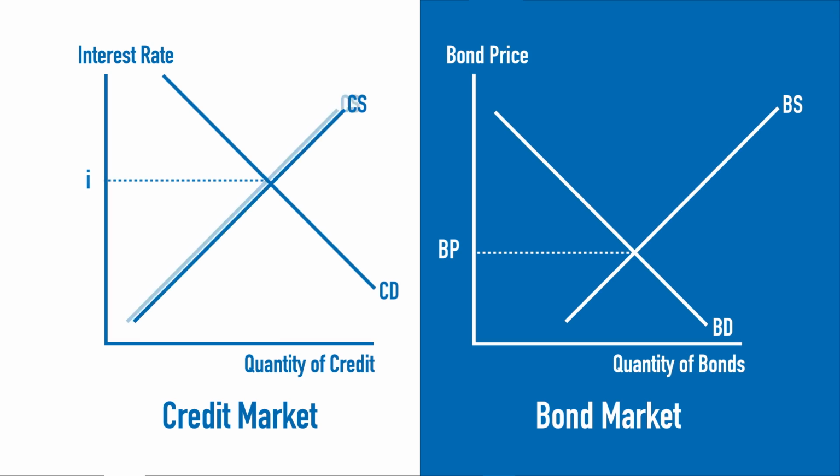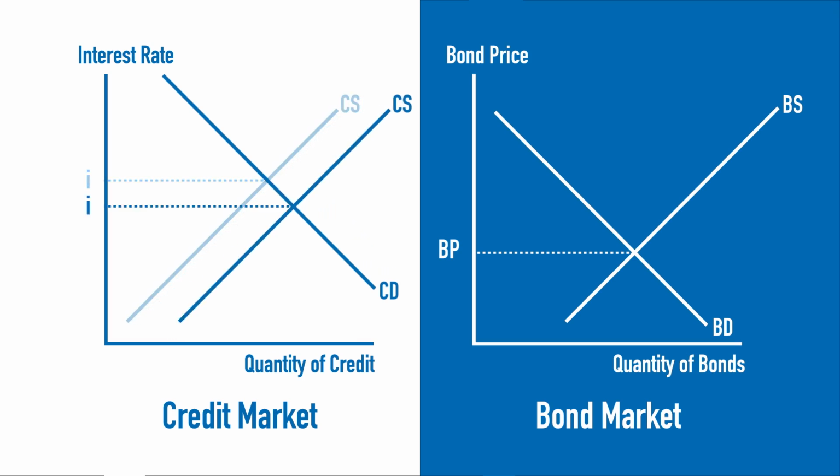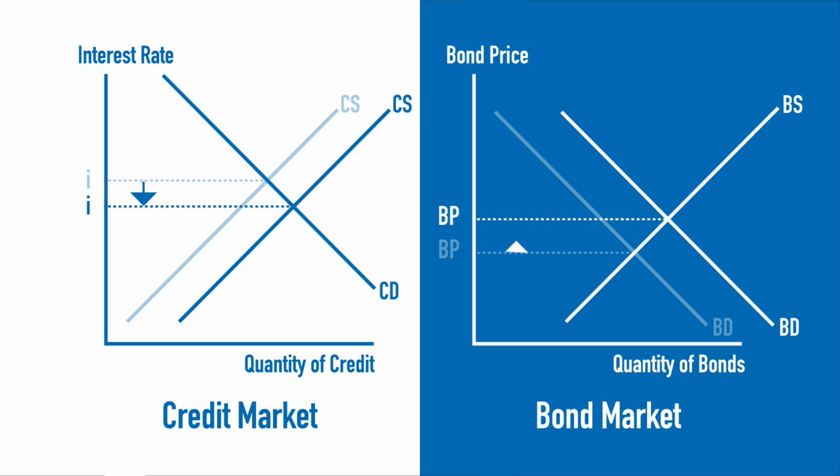Conversely, if there was an increase in the supply of credit in the credit market, let's say everybody wants to lend more, so at every possible interest rate, the supply of credit is bigger, so the supply of credit shifts to the right. The equilibrium interest rate falls, but increasing the supply of credit is the same thing as increasing the demand for bonds. And so as the demand for bonds increases in the bond market, the equilibrium price of bonds is going to rise. Hence, there's a negative relationship between bond prices and interest rates.